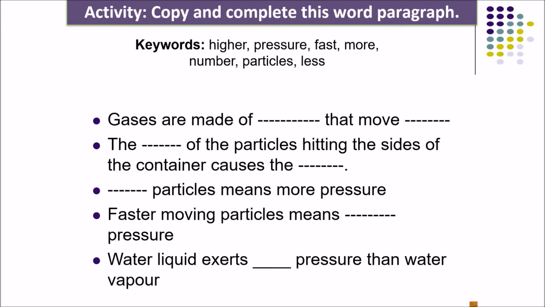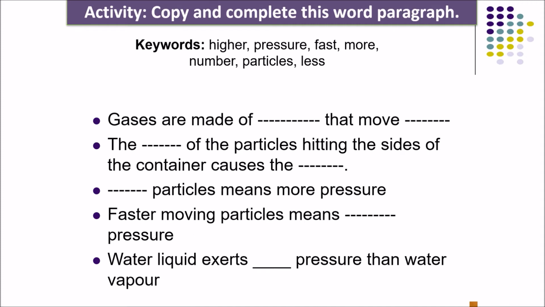I would like you to pause the video now and complete the task on your screen. The keywords to help you fill in the gaps are shown at the top of the screen. The keywords are: higher, pressure, fast, more, number, particles, less. The first one: gases are made of something that moves something. Now, when I say something, you need to choose from the keywords which will be the right ones to go in those gaps.